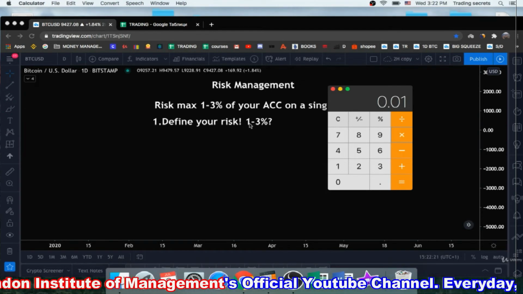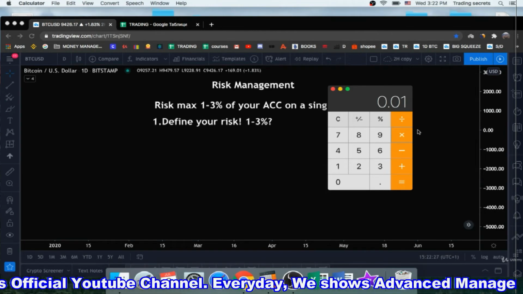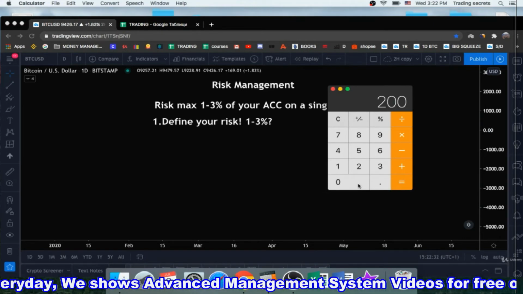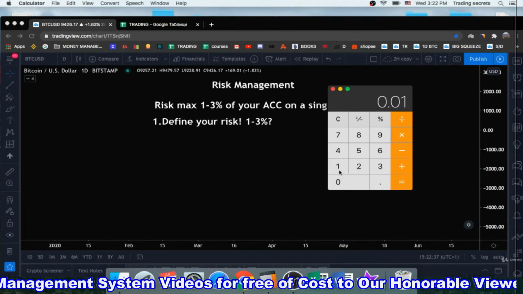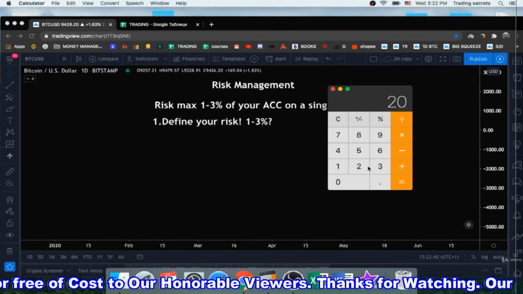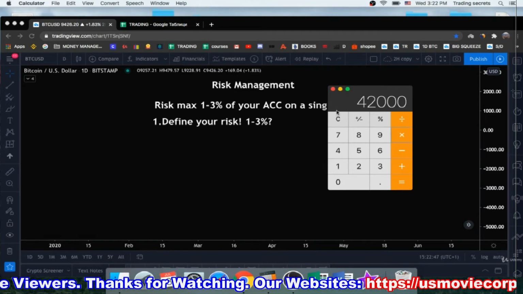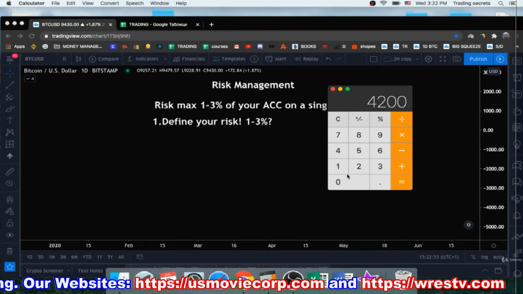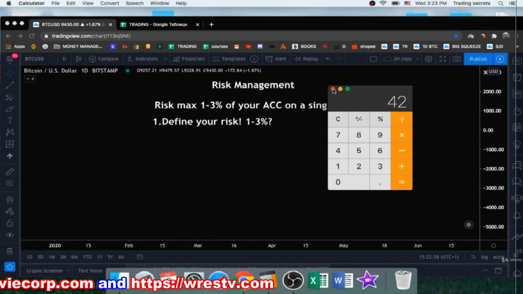But just like I advise you to risk 1%, right? 1%, not 2, not 3, 1%. So with 1%, $120 is going to be your risk. Let's do it again with $2,000, which is going to be $20, right? 1%. So you are going to risk $20 on a single trade. So this is how you calculate. Let's say that you are trading on a $4,200 account. $42 is your risk.